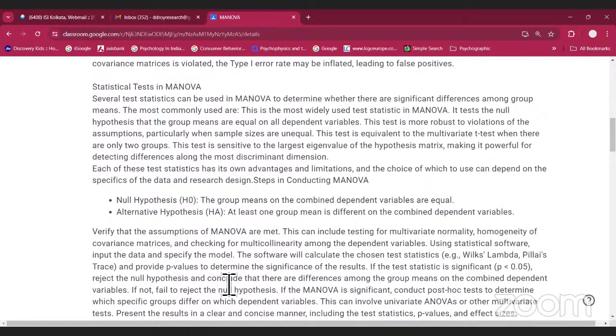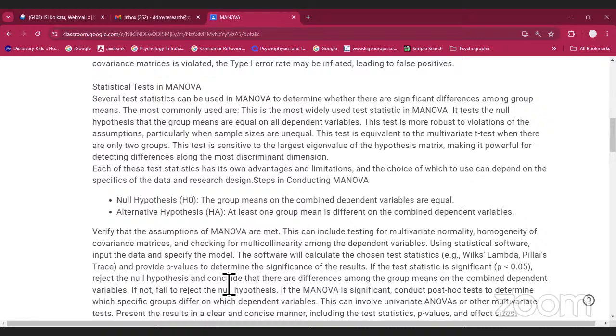Now, students, can you tell me, if there is multicollinearity, then what is the solution? Choose one of the variables which has higher correlation. If the multicollinearity among the dependent variables is high, then what is the solution? The solution is factor analysis or PCA, principal component analysis. Okay, next.